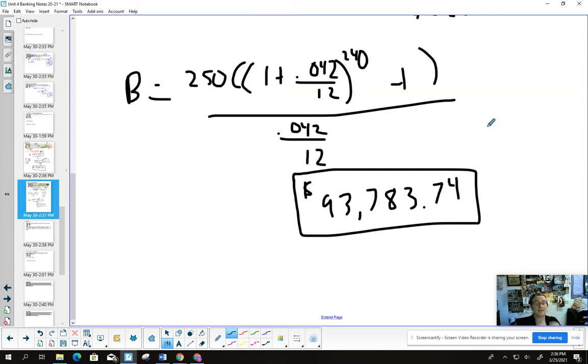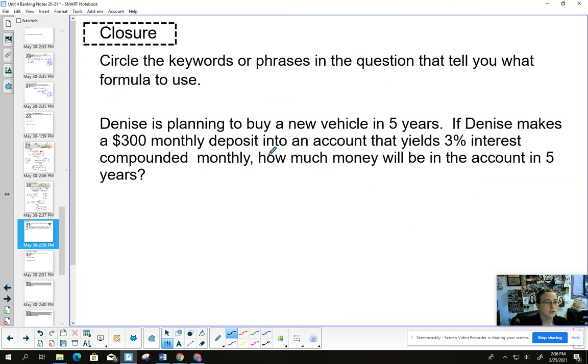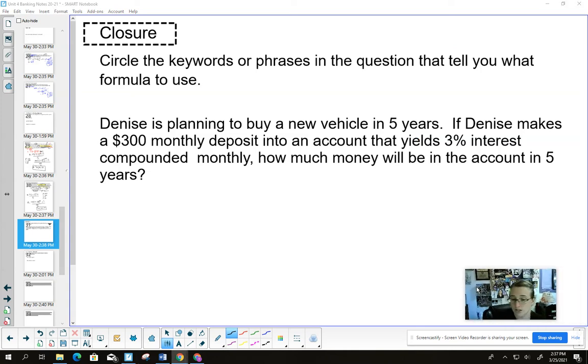Not only do we have all the money that we put in, but we also have all the interest that we've gained. So one more time, all I want you to do for this question, you're not actually going to solve it. If you would like to, you can solve it. But I want you to figure out, circle the keywords or phrases in the question that tell you what formula to use. So if you don't have the notes packet, just kind of keep it in your head. Or you can write the question down or whatever.